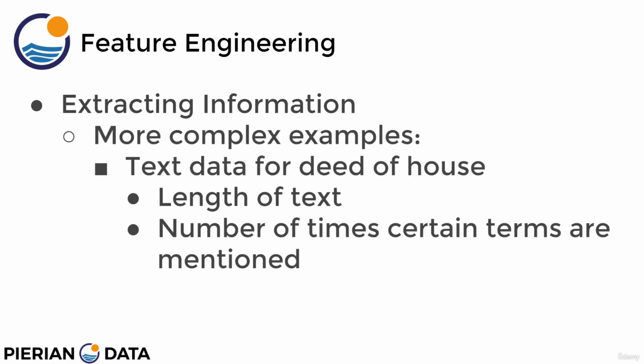And then there are more complex examples of this as well. Maybe we have the text data for the deed of a house, or text data in general. Now we can definitely not directly multiply a string of text by a coefficient. I can't say 5.5 times this essay. So instead, what we could do is try to extract numeric features from something like text data, which at first glance doesn't seem like it has any numeric features, but actually does. What you could do is take into account the length of the text, or the number of times certain terms are mentioned. And this actually falls under another category called natural language processing, which we're going to discuss later on in the course.